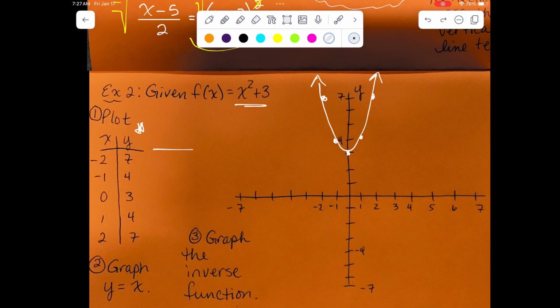Well, if I take this table of data and I have x and y, inverse means switch x and y. Well, let's switch x and y. So instead of having negative 2, 7, we're going to have 7, negative 2. Instead of negative 1, 4, we're going to have 4, negative 1. So all we're doing is switching the x and y values in the table.